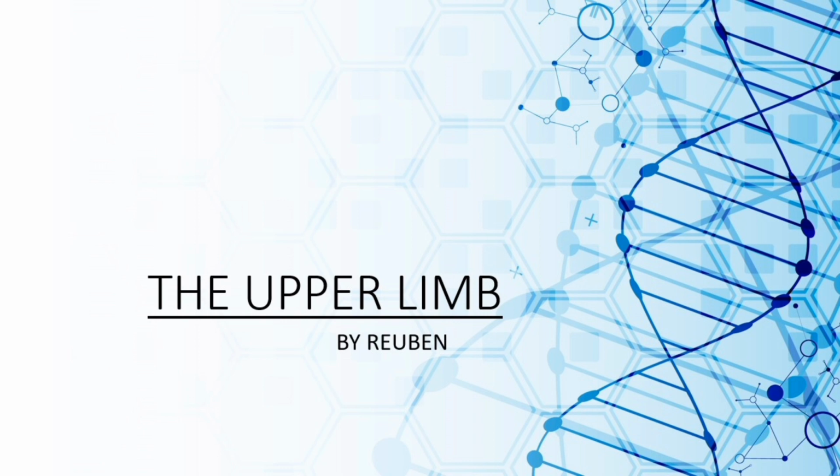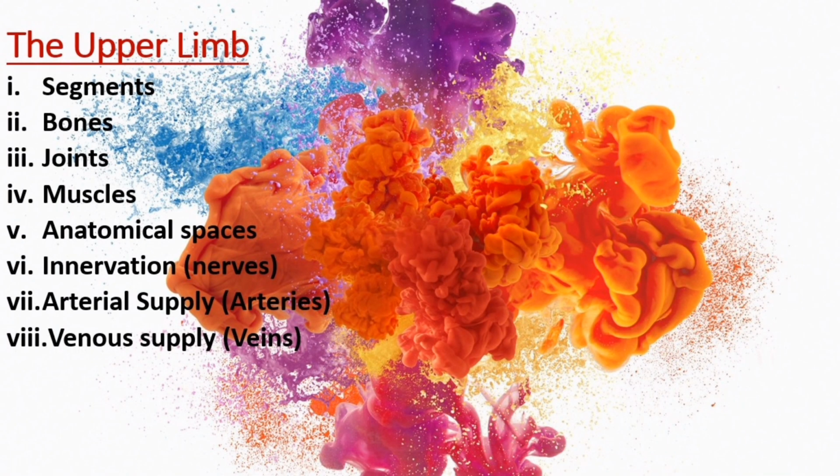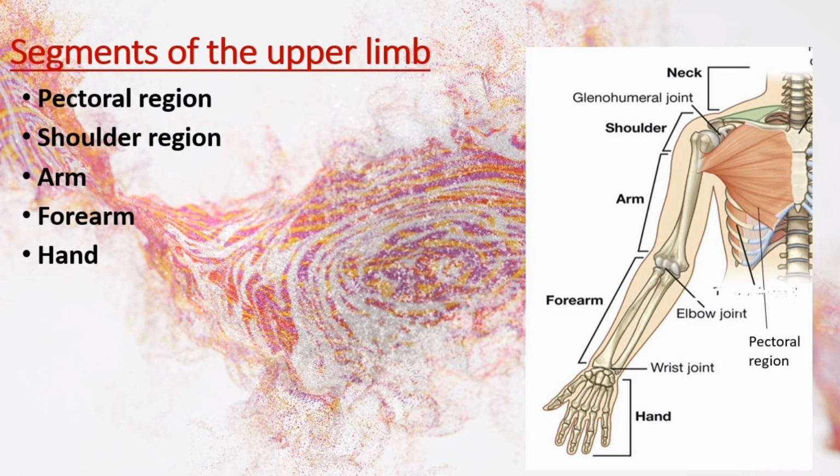The upper limb. We shall look at the following areas in the upper limb: segments, bones, joints, muscles, anatomical spaces, innervation, arterial supply and finally venous supply. So let's get started. Segments. The upper limb is divided into 5 main segments. The segments include the pectoral region, the shoulder region, the arm, the forearm and the hand. The segments help to divide the upper limb both structurally and functionally.